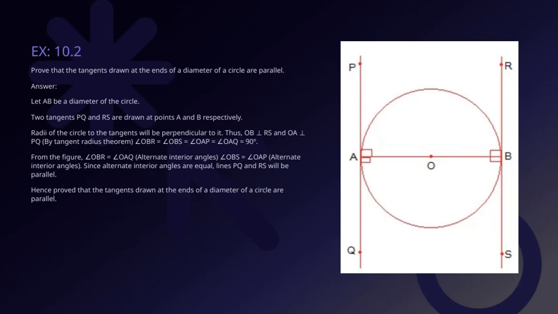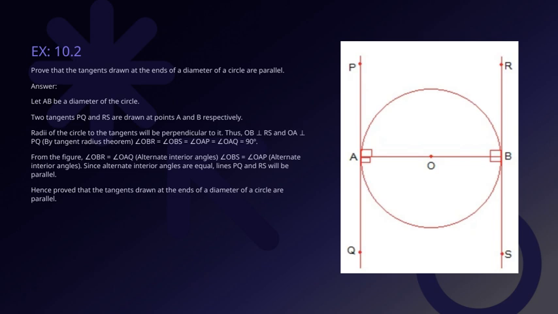So, as we can see, the proof shows that the tangents drawn at the ends of a diameter are indeed parallel. From the figure, we observe that OB equals OC because they are alternate interior angles. Similarly, OBS equals OP for the same reason. Since alternate interior angles are equal, this implies that lines PQ and RS must be parallel.